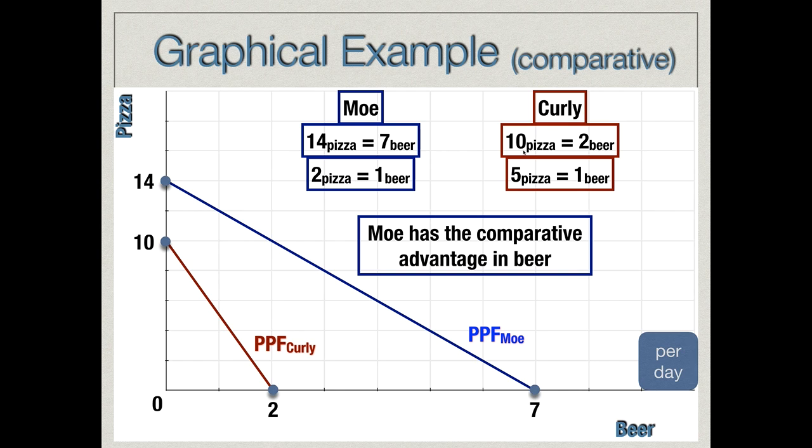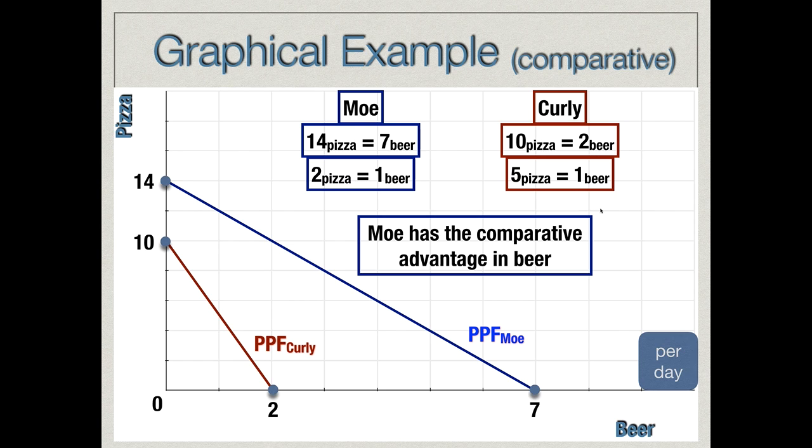So Curly can produce 10 pizzas in a day, and the opportunity cost of doing that is equal to 2 beers. He can produce 10 pizzas, and in the same time he would have been able to produce 2 beers. We want to know what the opportunity cost of a beer is, so we divide both sides by 2. So we get that 1 beer is equal to 5 pizzas.